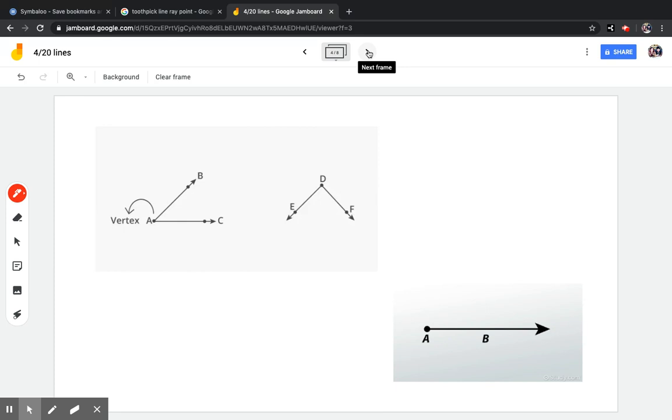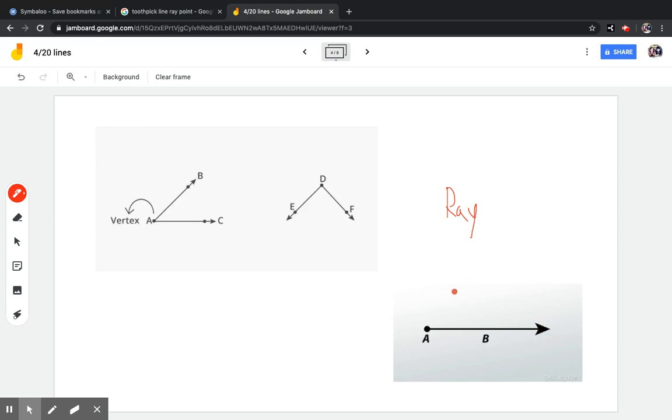Now, what happens if I mix those together? Well, this guy is called a ray. So, a ray has one endpoint and then the other side goes on forever. It's endless. So A is where it ends or it starts. B will go on forever. So this half is a segment where this half is a line.